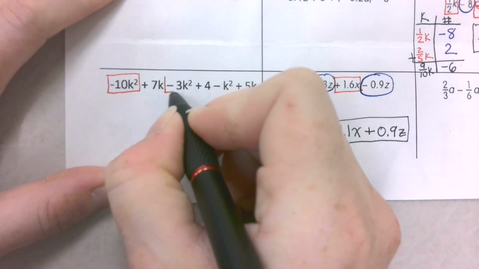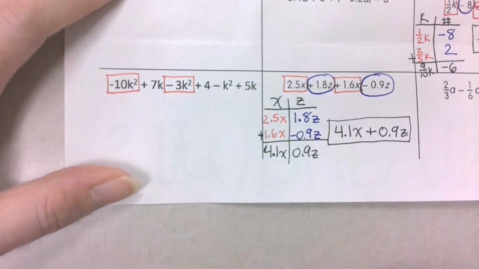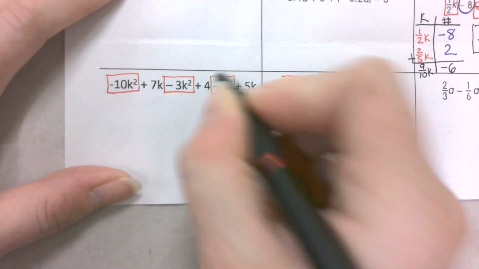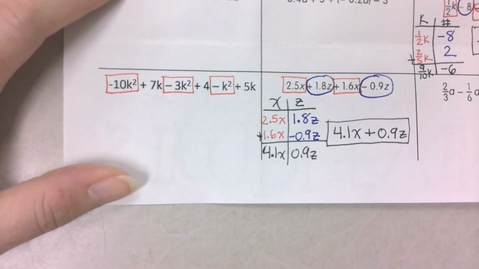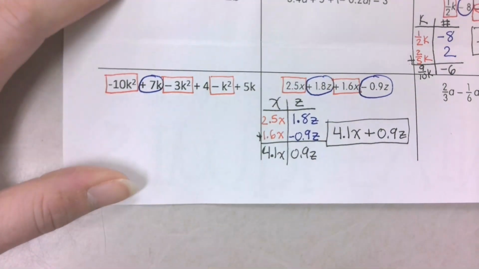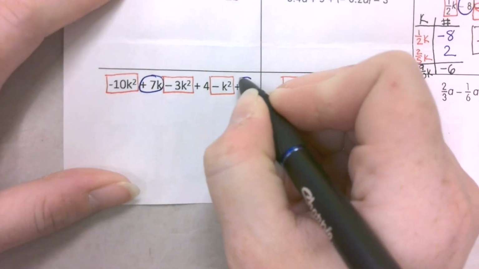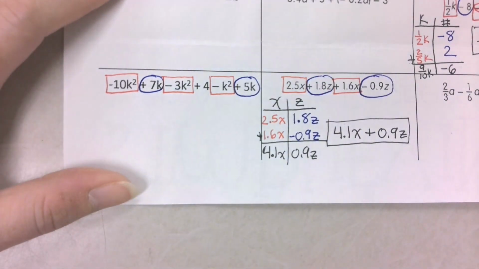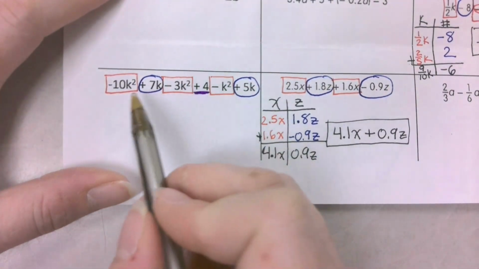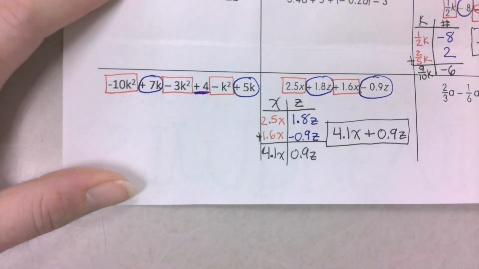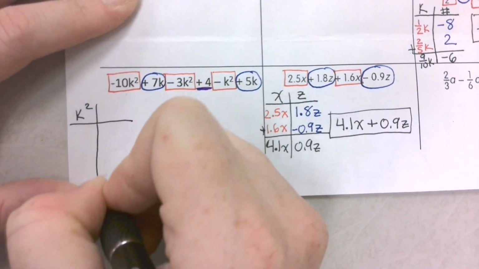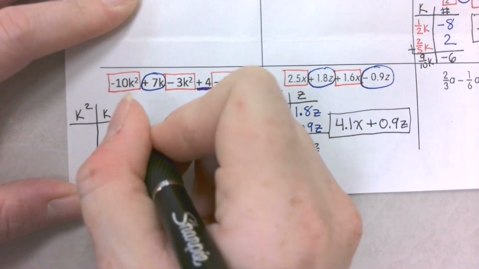A like term here would be negative 3k squared. Is there another k squared? There sure is. Negative k squared. So far that's one column. Okay, next we have a positive 7k. Does that have any like terms? It does. Positive 5k. Now we've got one term that has nothing under it, and that's a plus 4. That means that I need 1, 2, 3 columns because I've got 3 colors. So I've got k squared column, k column, numbers column.